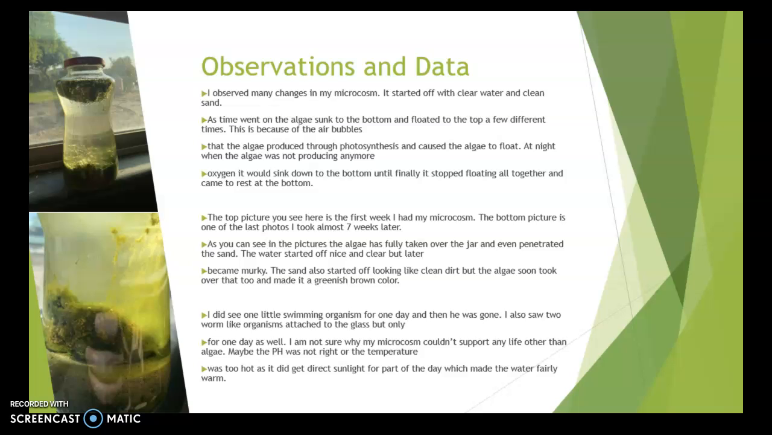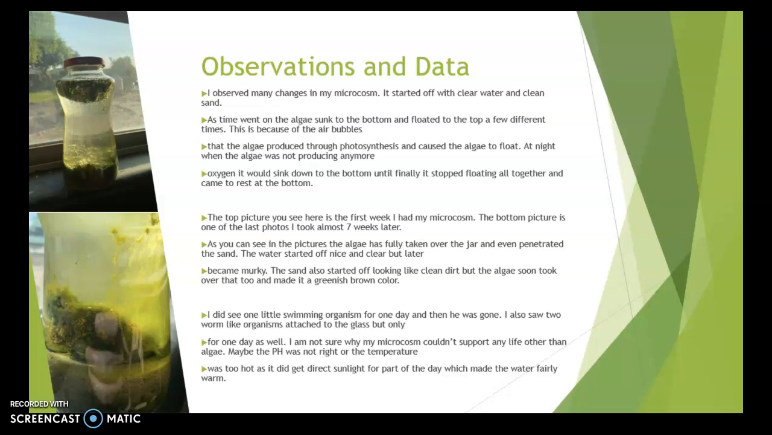I had a lot of questions in the chat from a few different people, talking about the air bubbles, and so I looked it up, and it's actually just because of the photosynthesis during the day, where it produces oxygen and that helps it float to the top, and then at nighttime it can sink down and repeat the process. But mine floated to the top, stayed there for a while, and then eventually just sunk down to the bottom and never came back up.